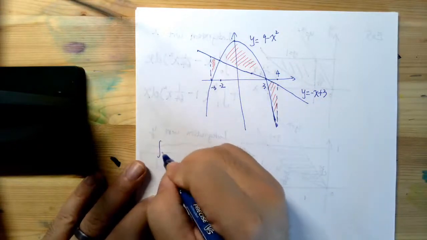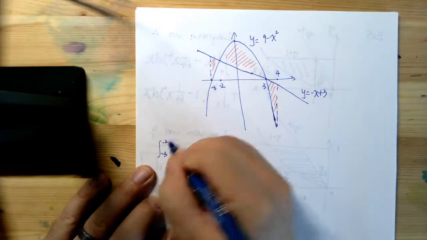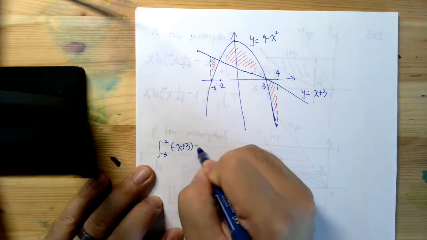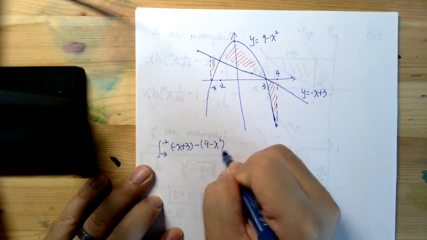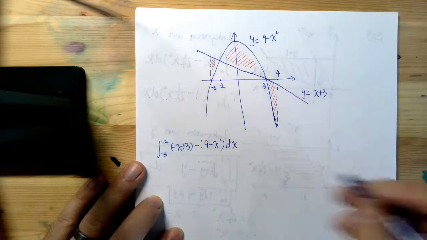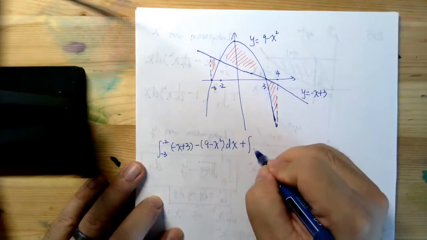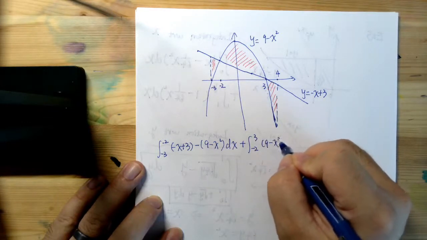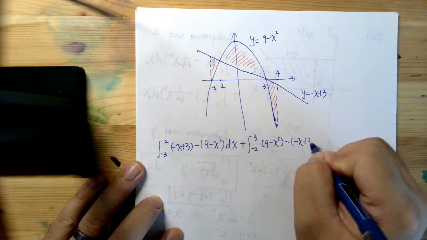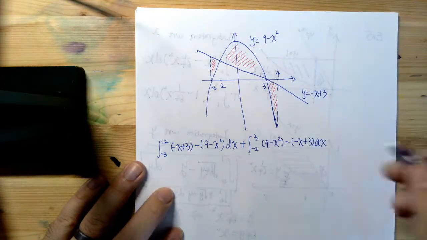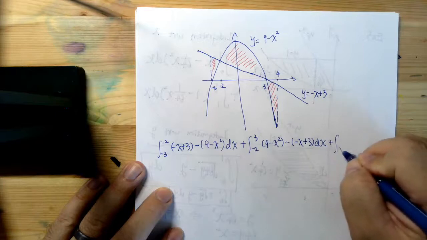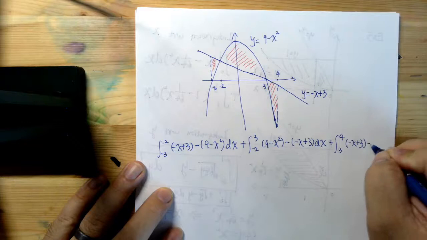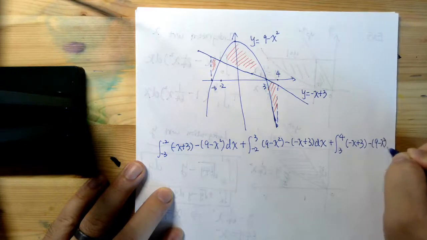So let's write that. From negative 3 to negative 2, the upper function is negative x plus 3, minus 9 minus x squared, dx. Plus, from negative 2 to 3, it's going to be 9 minus x squared minus negative x plus 3, dx. And then plus from 3 to 4, negative x plus 3 minus 9 minus x squared, dx.